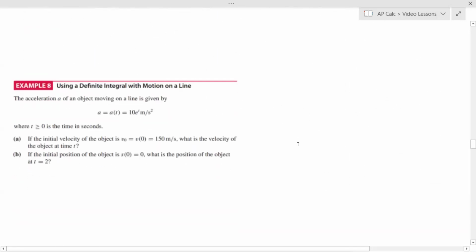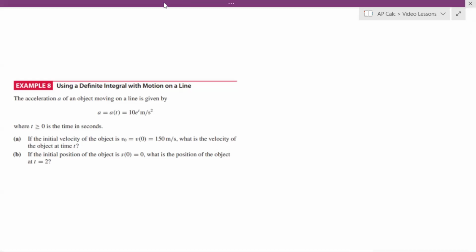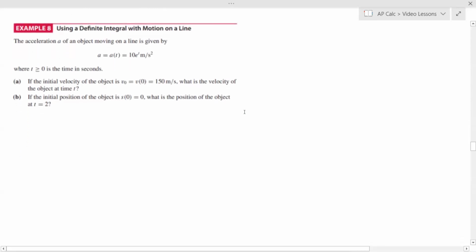The next thing we're going to do is take a peek at using a definite integral with motion on a line. So here, this is more of a situation in which we have a context. The acceleration a of an object moving on a line is given by a of t, which is 10 e to the t meters per second squared, and t is greater than or equal to 0 because it's time in seconds. If the initial velocity is 150, what is the velocity at time t? We can use a definite integral to figure this out.